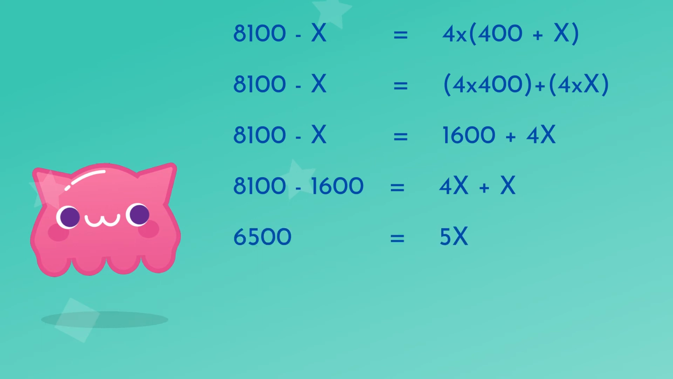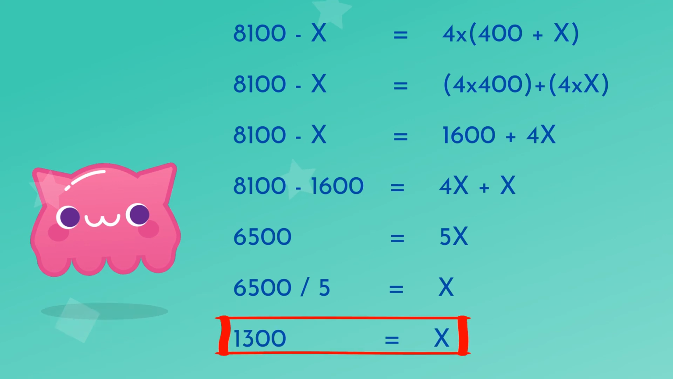5X is 5 times X, which is multiplication. So, 5 in the right-hand side, when it comes to the left-hand side, it becomes division. So, X is equal to 1,300.